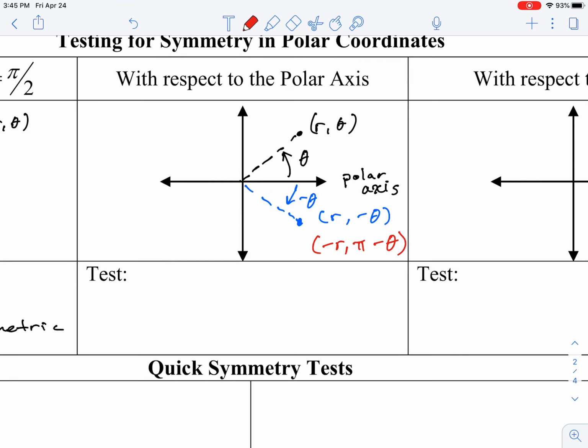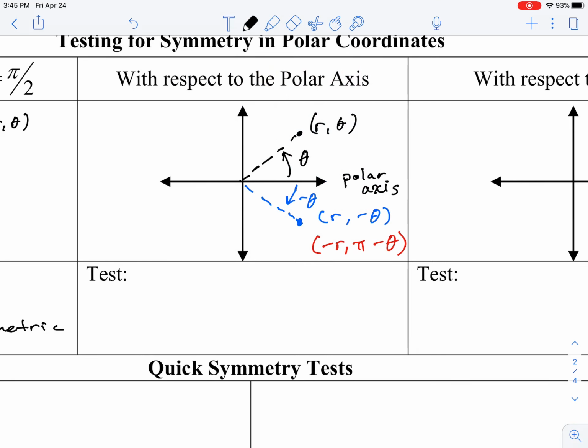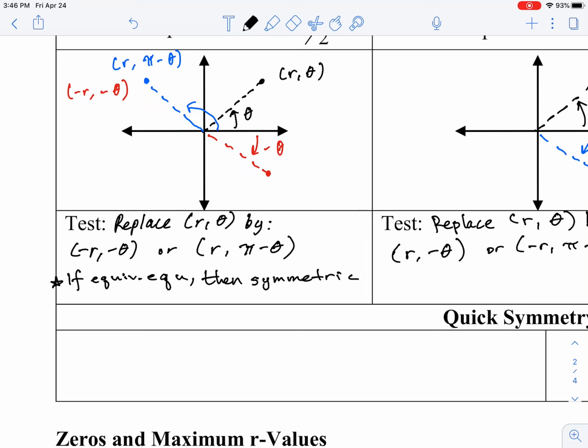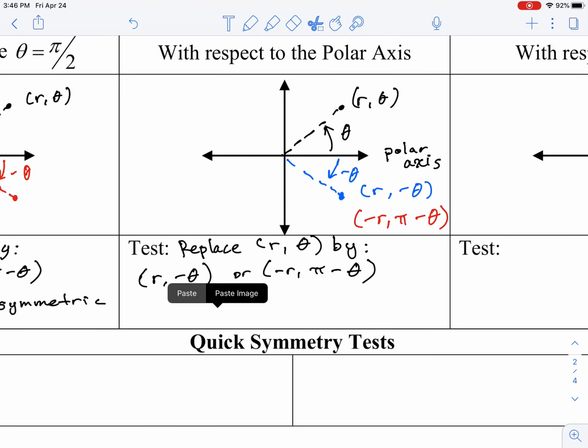Of theta. Just think about that for a little bit and see how that would make sense for you. Similarly, if we want to check to see if a polar equation is symmetric with respect to the polar axis, we're going to replace (r, theta) by the following: (r, negative theta) or (negative r, pi minus theta), one of those two. And again, if we end up with an equivalent equation, then it's symmetric. That's going to be the outcome for all of these tests, so we'll just say that here.